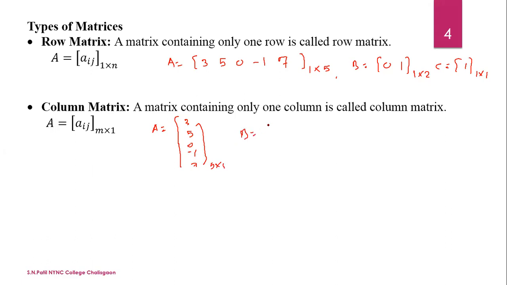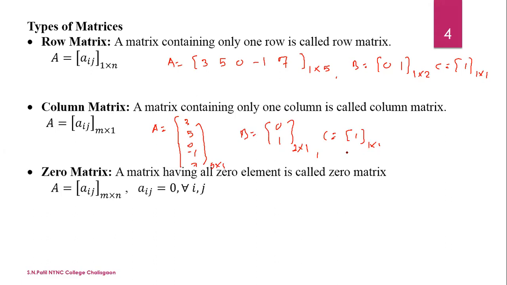Now second example, 0 and 1. It has only one column and the number of rows is 2, that is 2 by 1. C is equal to 1. The number of columns is 1, that is a 1 by 1 matrix. Now next, zero matrix. Zero matrix means a matrix in which all the elements are 0. See here, aij is 0 for all i and j.